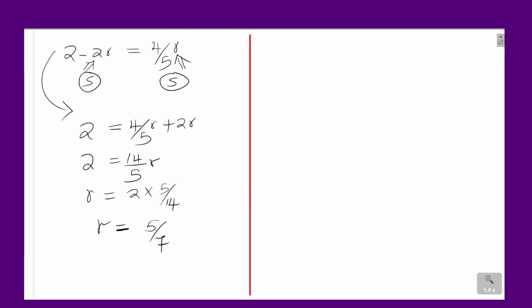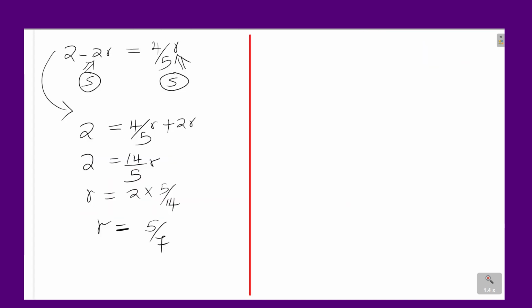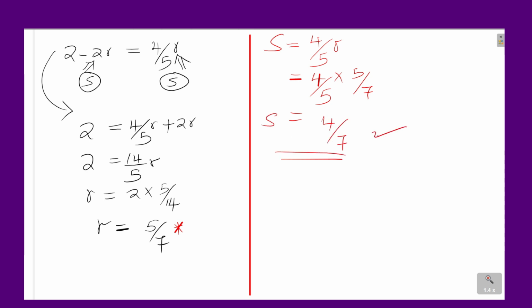Now having obtained R, we can get S. S is from the second equation here, S is equals to 4 over 5R. So this will give 4 over 5 times R, and you obtained R here, which is 5 over 7. Just substitute it there, and this will give 4 over 7. So S is 4 over 7 and R is 5 over 7.